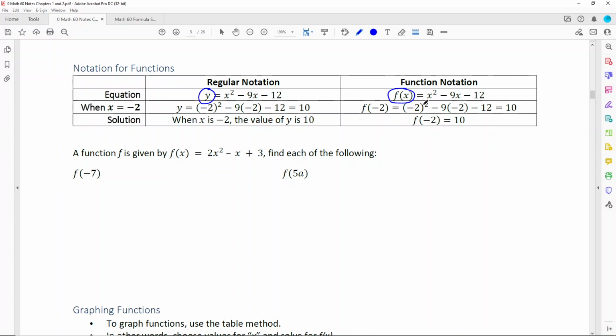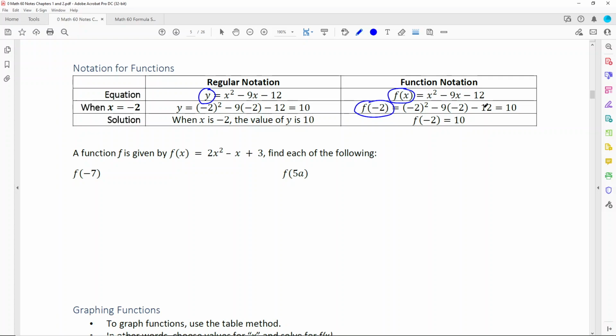Well, what's the point of that? Instead of me saying, find the value of y when x is negative 2, I can just write this: find the value of your function at negative 2. This is not f times negative 2, and that's something that people always confuse, and then they start trying to divide by negative 2 in the end. I'm like, no, it's just function notation. This is the value of your function at negative 2.